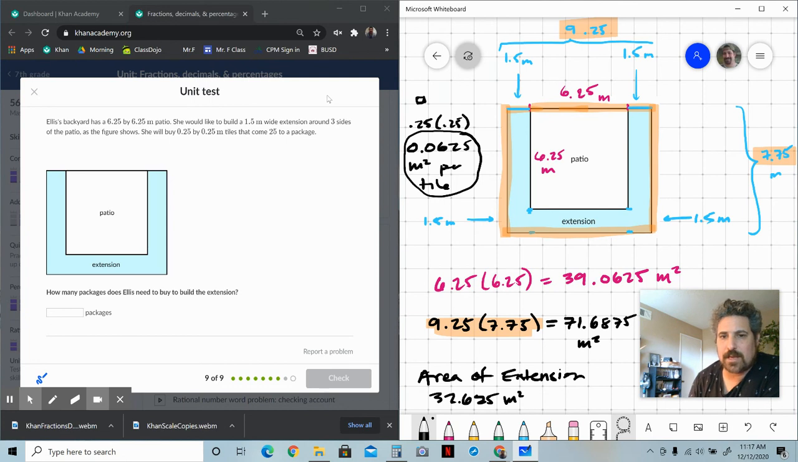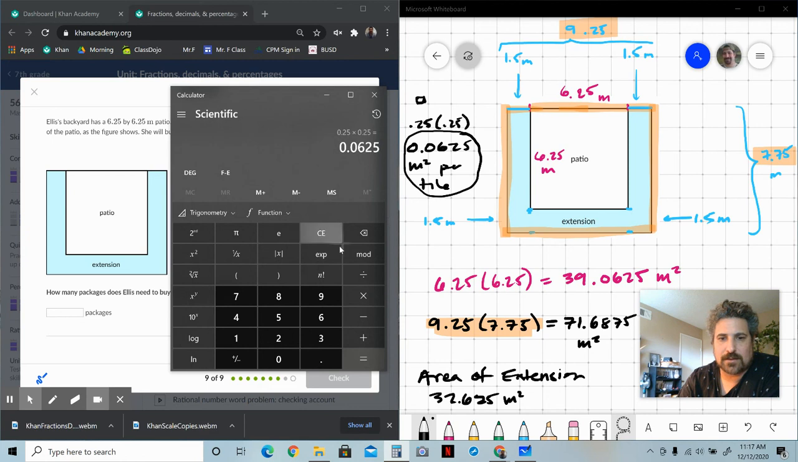And so then that's going to give you the answer you need, because you've got to figure out how many you're going to buy. So how many packages does Ellis need to buy to build the extension? Well, the first thing you've got to figure out is how many tiles she needs. To figure that out, you take the total area you need and divide it by the area each tile provides. So let's do that. You take that total area of 32.625 and divide that by 0.0625. And that's going to give you 522. So to fill this blue space, she needs 522 tiles.